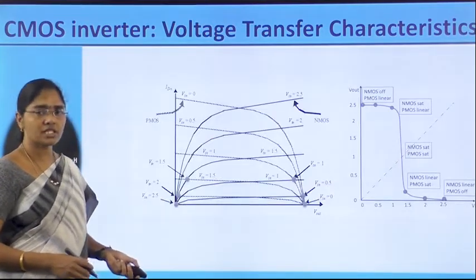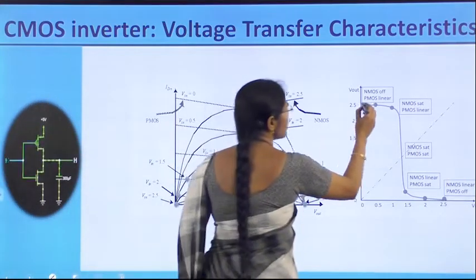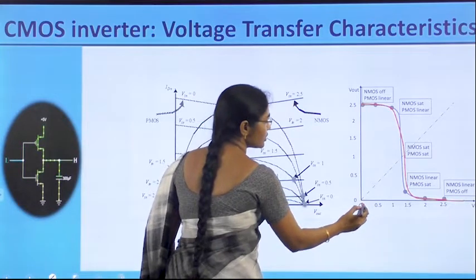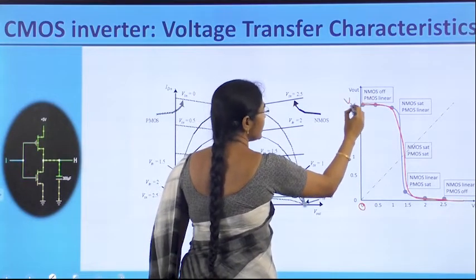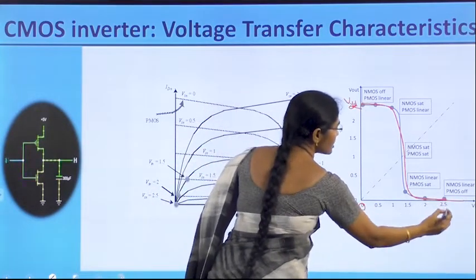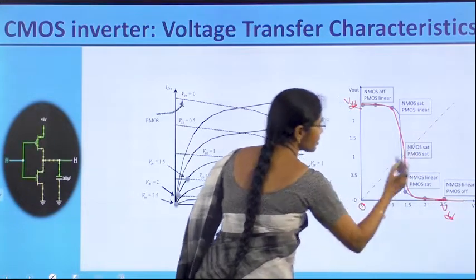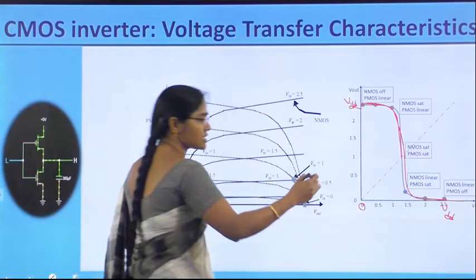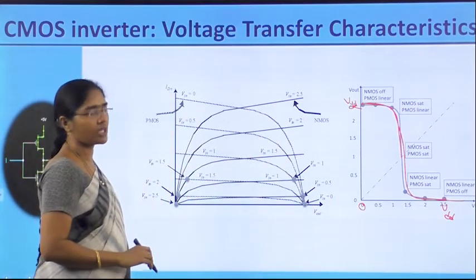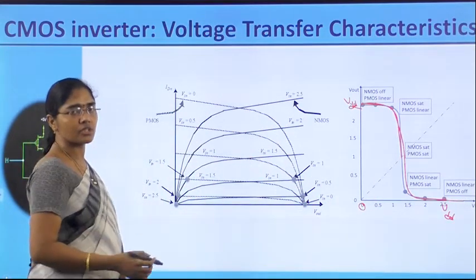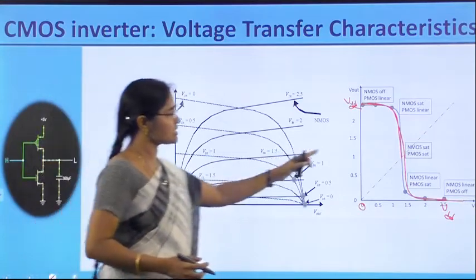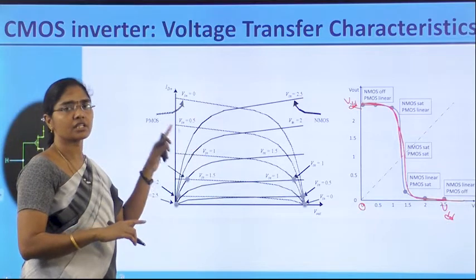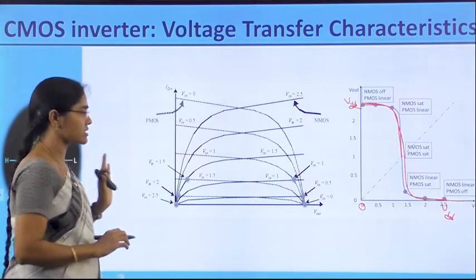This is the shape of the transfer characteristics. When Vin is low, the output is equal to VDD. When Vin is equal to VDD, the output is 0. So the output is reducing from VDD and reaching the 0 value in region 5. Now, this was drawn based on the overlapping of the current characteristics of the NMOS and PMOS transistors.